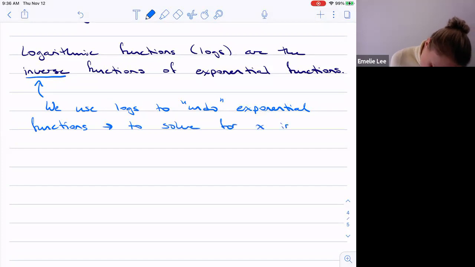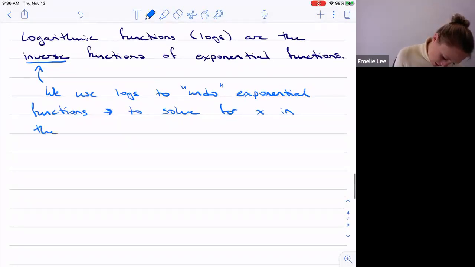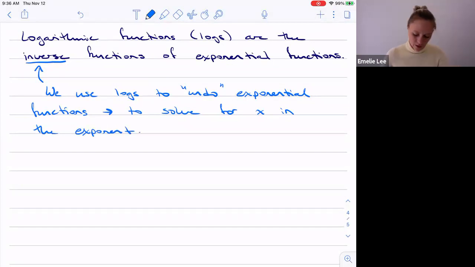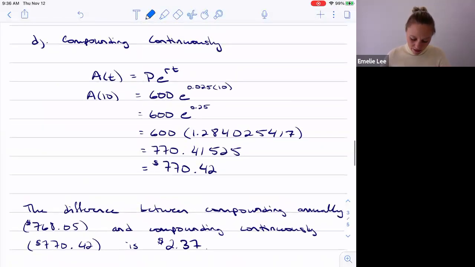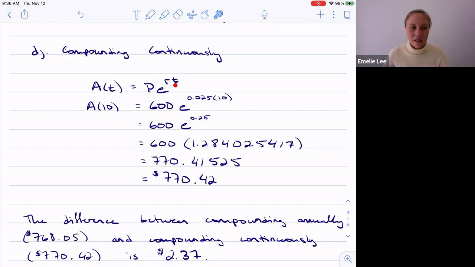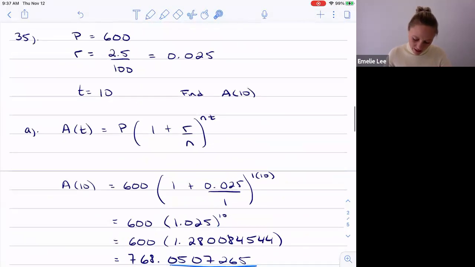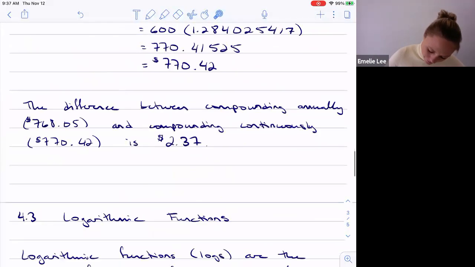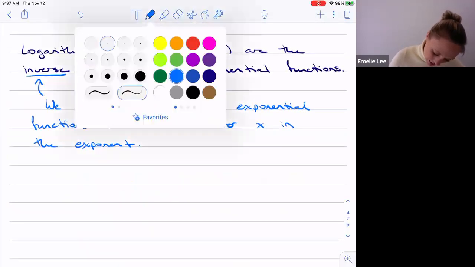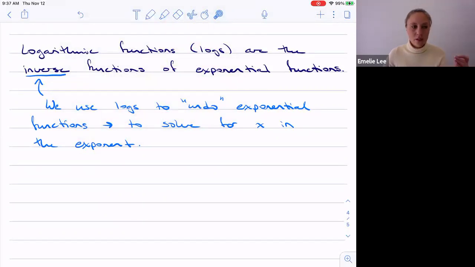To solve for x in the exponent. So like I said earlier, we don't have a way quite yet to solve for t here, and we don't have a way to solve for t here either. But now that we're introducing logs, that's where we're going to be able to bring this t downstairs and solve for it, right? So if you have something you need to solve for in the exponent, you need to use logs to undo them. Okay. So we use logs to undo exponential functions, which means to solve for x in the exponent.